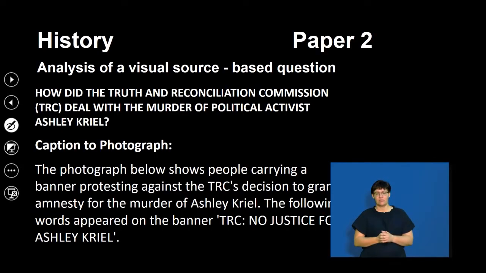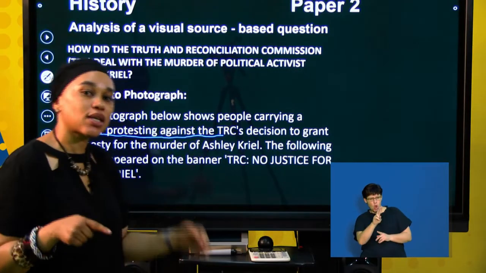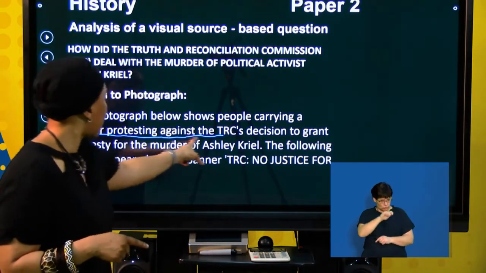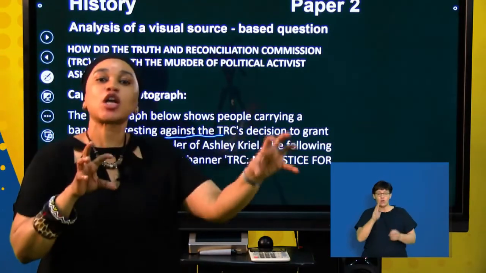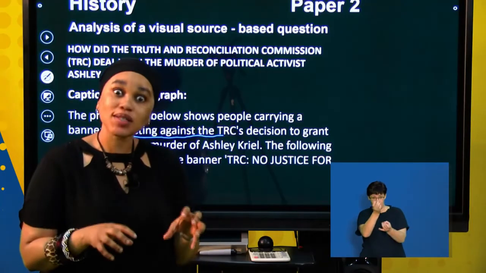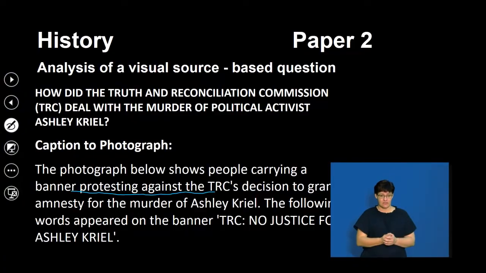Okay, so this is the caption. It says, the photograph below shows people carrying a banner protesting against the TRC's decision to grant amnesty for the murder of Ashley Krill. So when you're looking at the visual source, you need to see if it really shows that the people are protesting. And then you need to look for the visual clues that show that this was a protest. So let's carry on. The following words appeared on the banner: TRC, no justice for Ashley Krill.